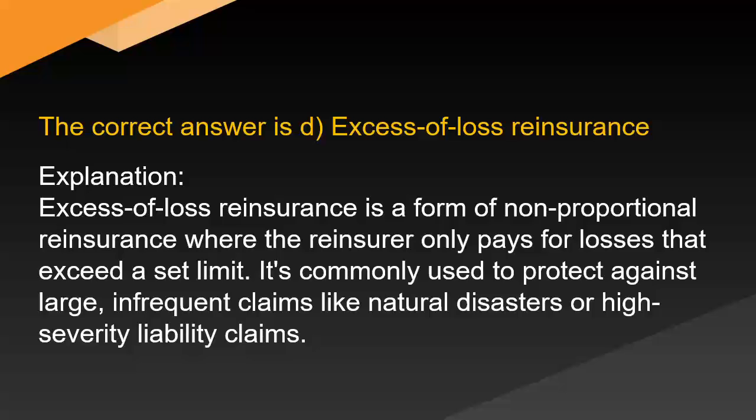The correct answer is D. Excessive loss reinsurance. Explanation. Excessive loss reinsurance is a form of non-proportional reinsurance where the reinsurer only pays for losses that exceed a set limit. It's commonly used to protect against large, infrequent claims like natural disasters or high-severity liability claims.